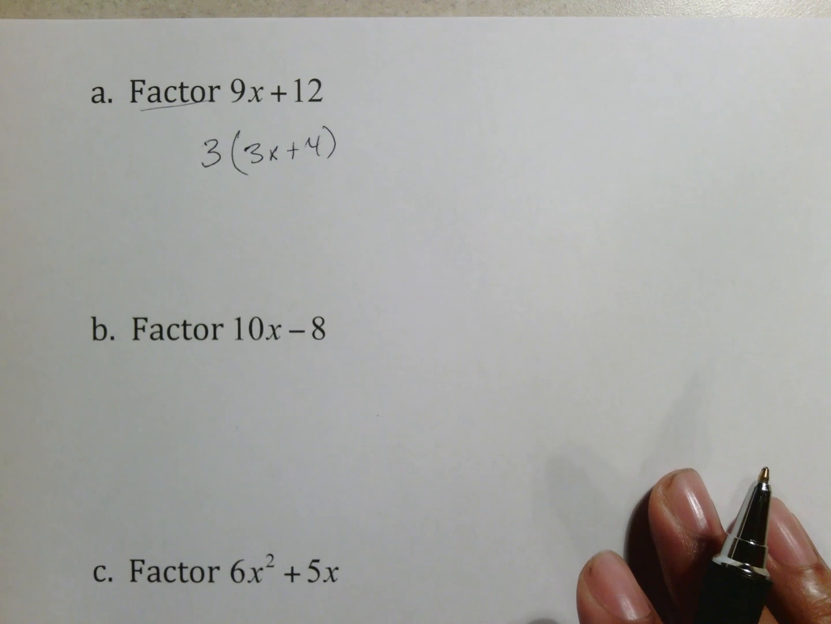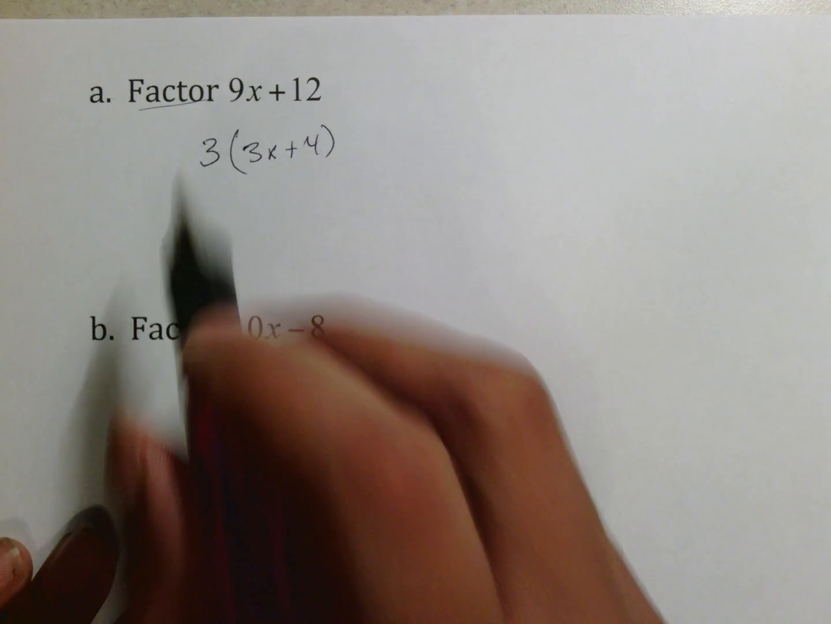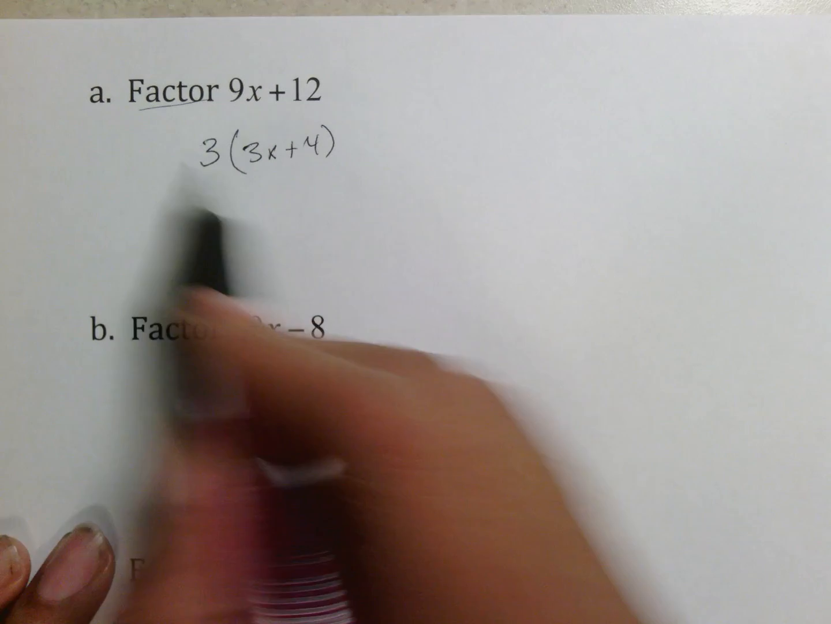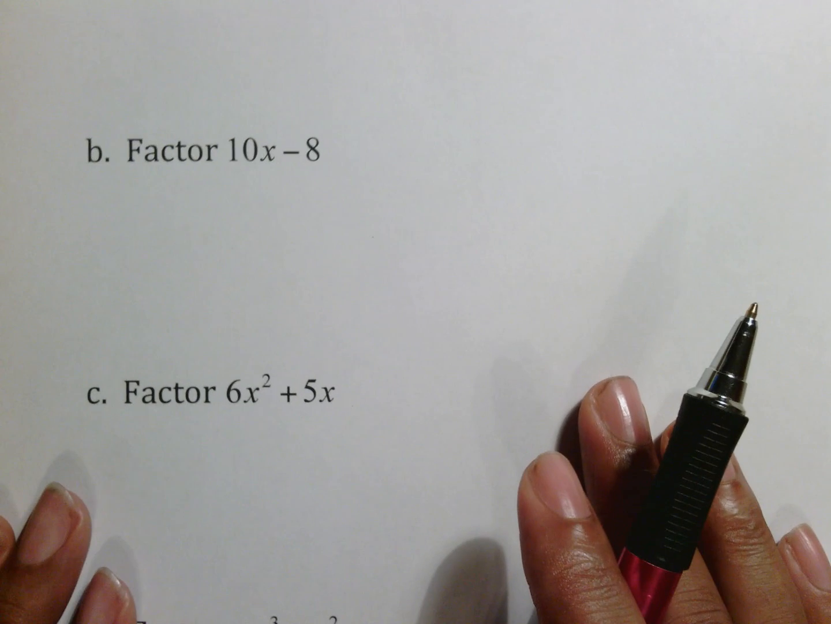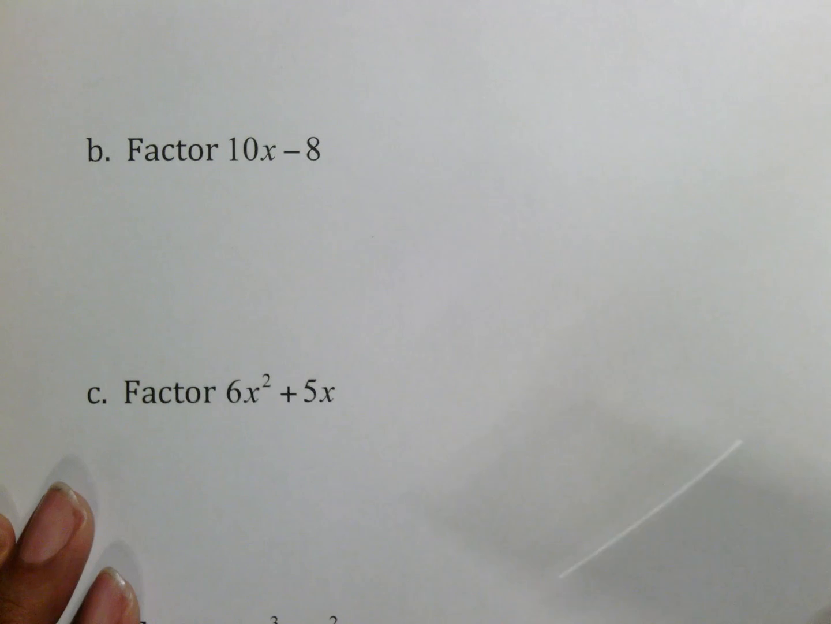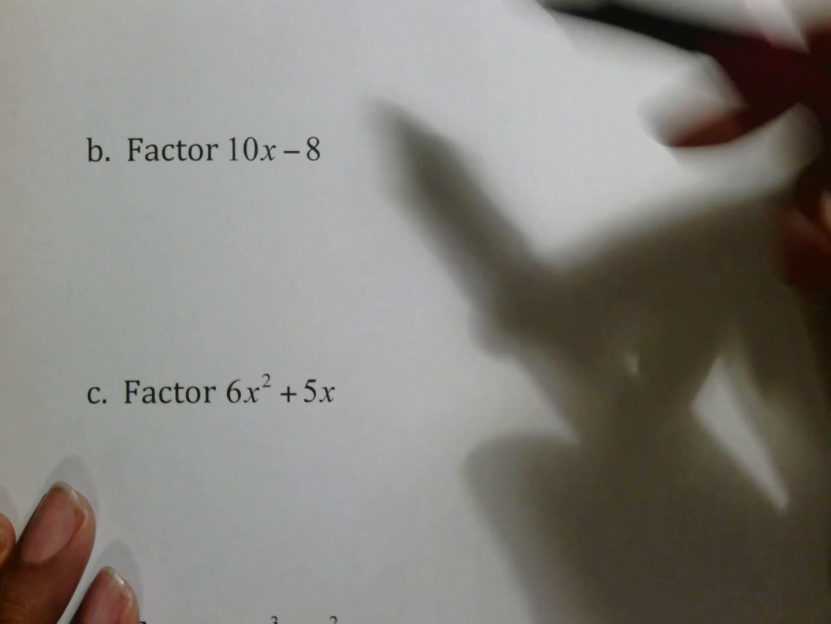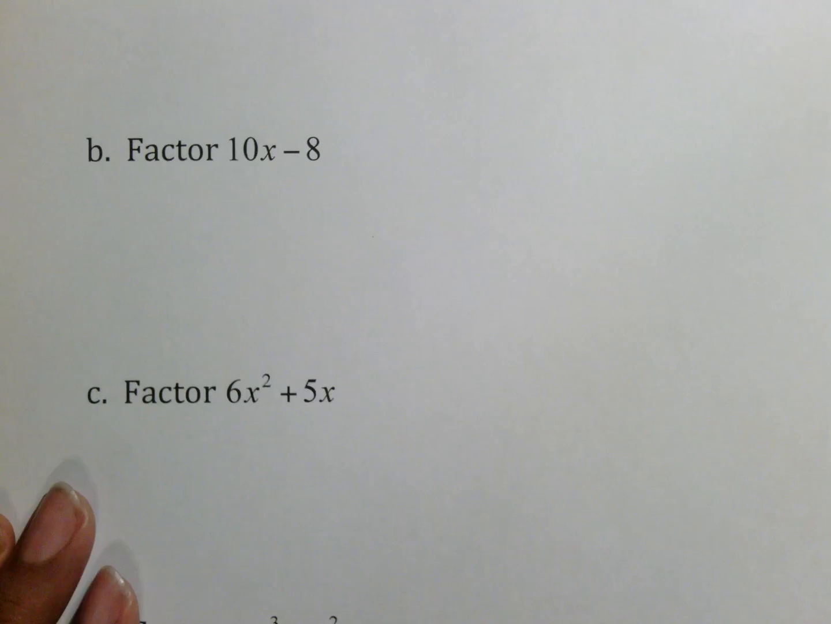You just have to remember that factor means divide. And you have to also make sure that you go back and check. It should look like a distributive property question whenever you're done, because they are opposites. So whenever I distribute, it looks like something I can factor. Whenever I factor, it looks like something I could distribute.